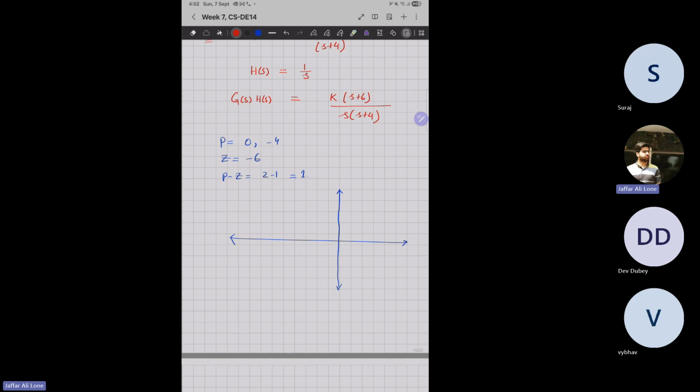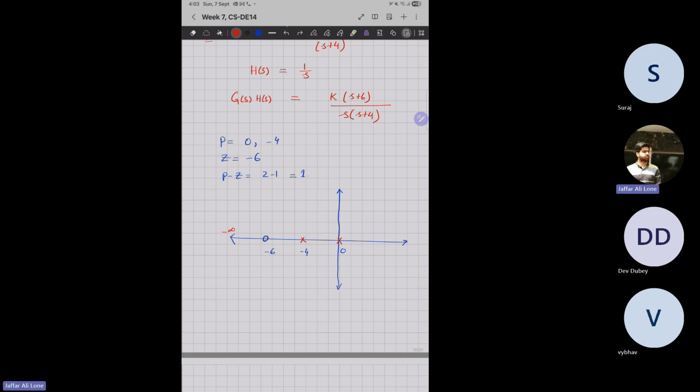So we have one pole at the origin, another pole at -4, and a zero at -6. Perfect. So this is 0, -6, this is -4, this is 0. Now see, this is minus infinity here. This part is a valid part of the root locus. This part is not a valid part of the root locus. You know it, no need to explain. And this part is a valid part of the root locus. Okay, now let's make the root locus.